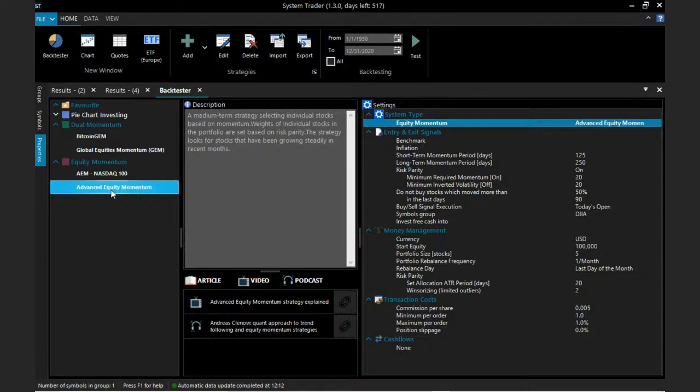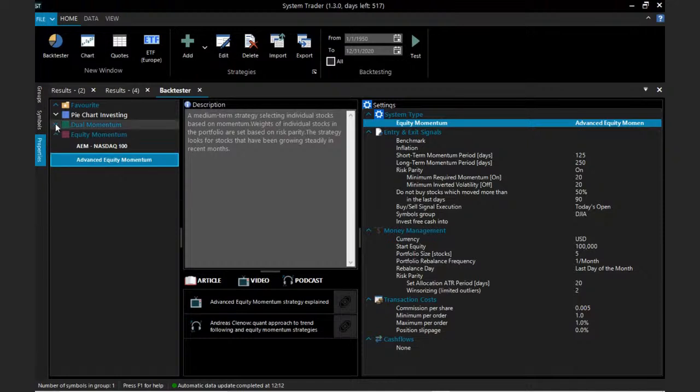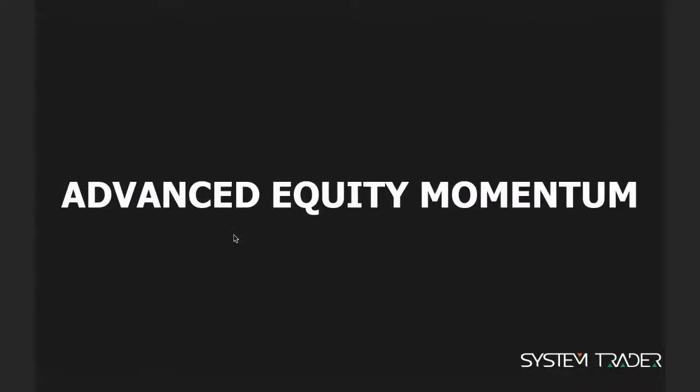And basically now we have, as I told you before, over 40 built-in passive portfolios. You can create your own ones as well. And you have also these two active strategies, dual momentum, global equities momentum. That's the first strategy, active strategy, and the one which I described just now, advanced equity momentum. So this is about the strategy.